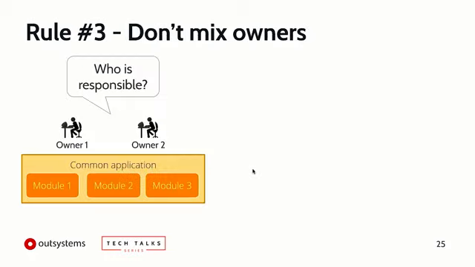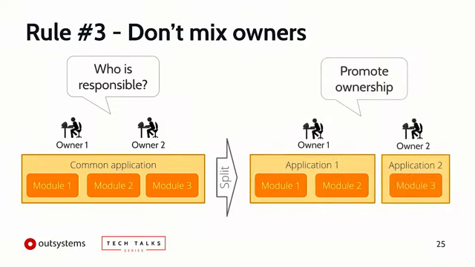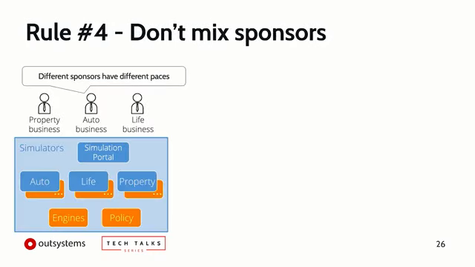The third rule states that you should not mix owners. Having more than one owner for an application results in complex deployment management, as accountability for what has been changed becomes unclear. Promoting ownership is key. If it is not possible to concentrate the ownership of an application, consider splitting it in such a way that ownership is clearly defined. The fourth rule is not to mix sponsors.